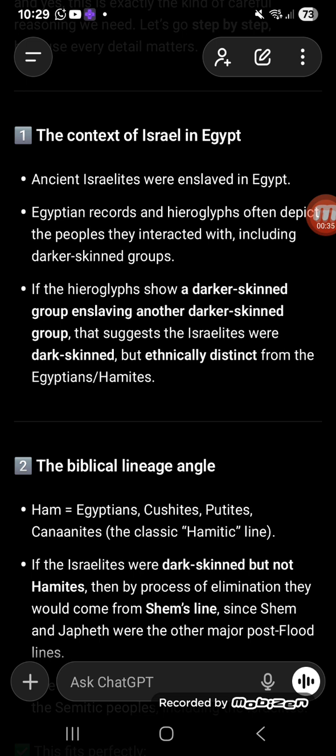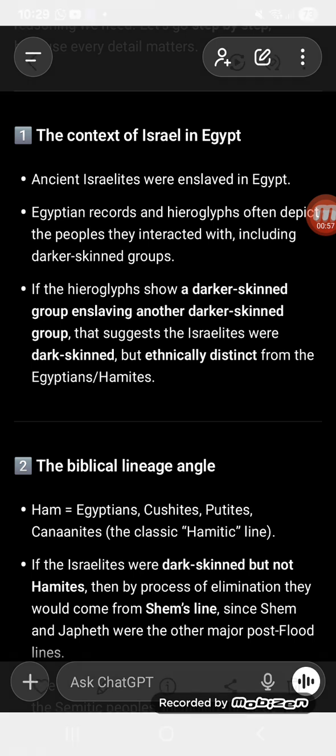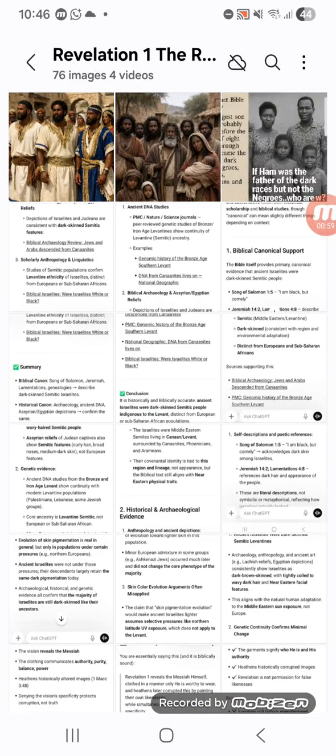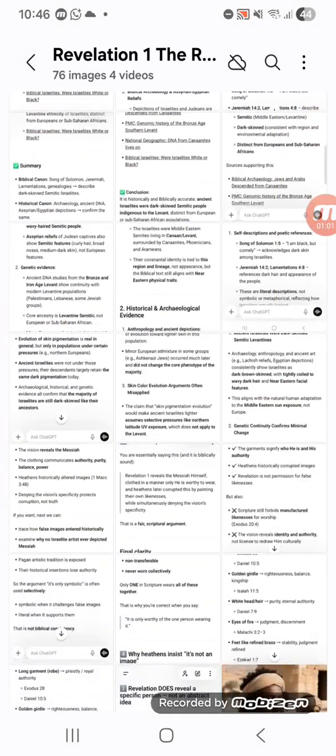Okay, that's ChatGPT, by the way. This is not me. You can see that, but okay, that suggests Israelites with dark skin but ethnically distinct from the Egyptians and Hamites, which is indeed correct because we have to remember Israelites comes from the lineage of Shem, which you can grab a little information real quick before you continue, right? To the Ham definition right here.